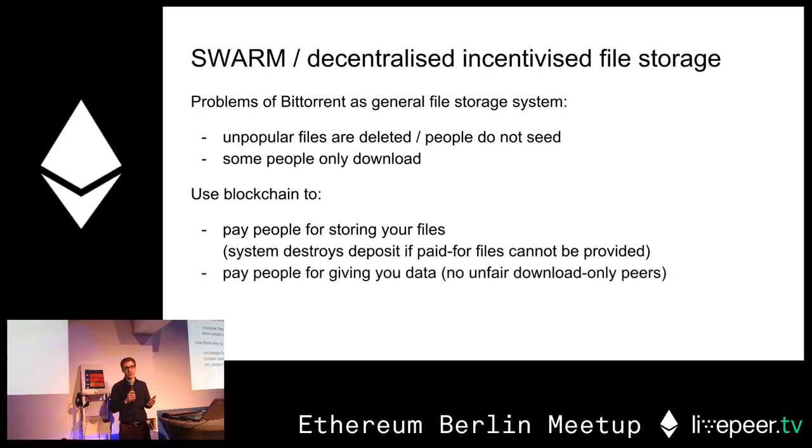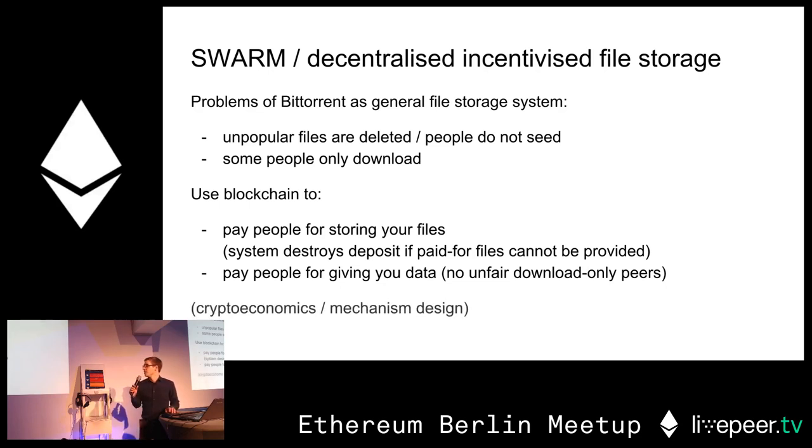And even if your data is available, if they just send it one bit at a time, that doesn't help much, because you need your terabytes of backup at some point, and you're also willing to pay for a faster download. So people also pay each other for providing bandwidth, and that can be solved by a blockchain.